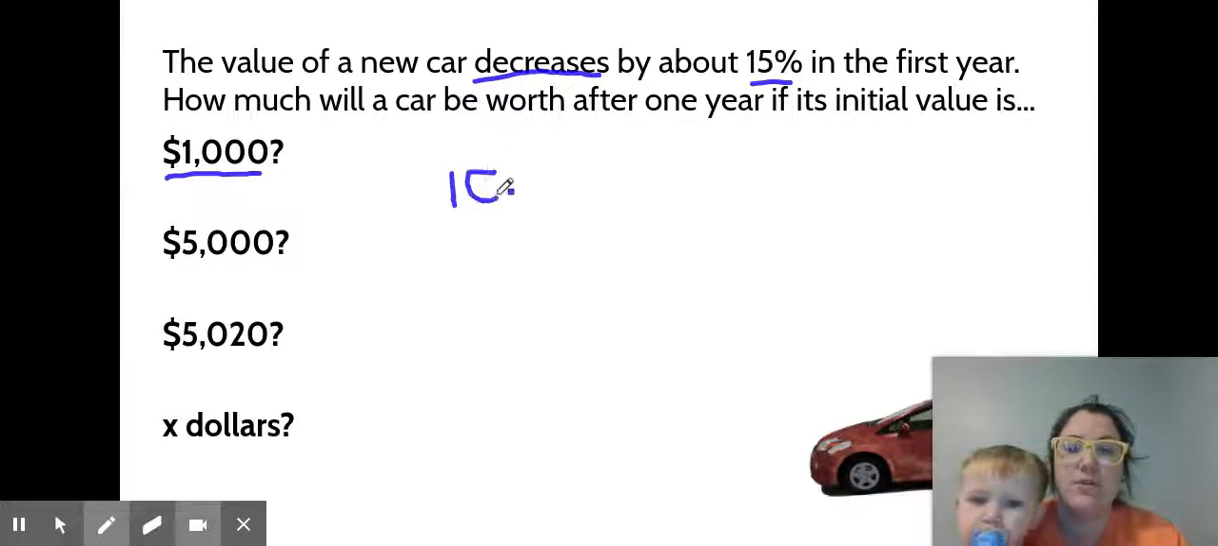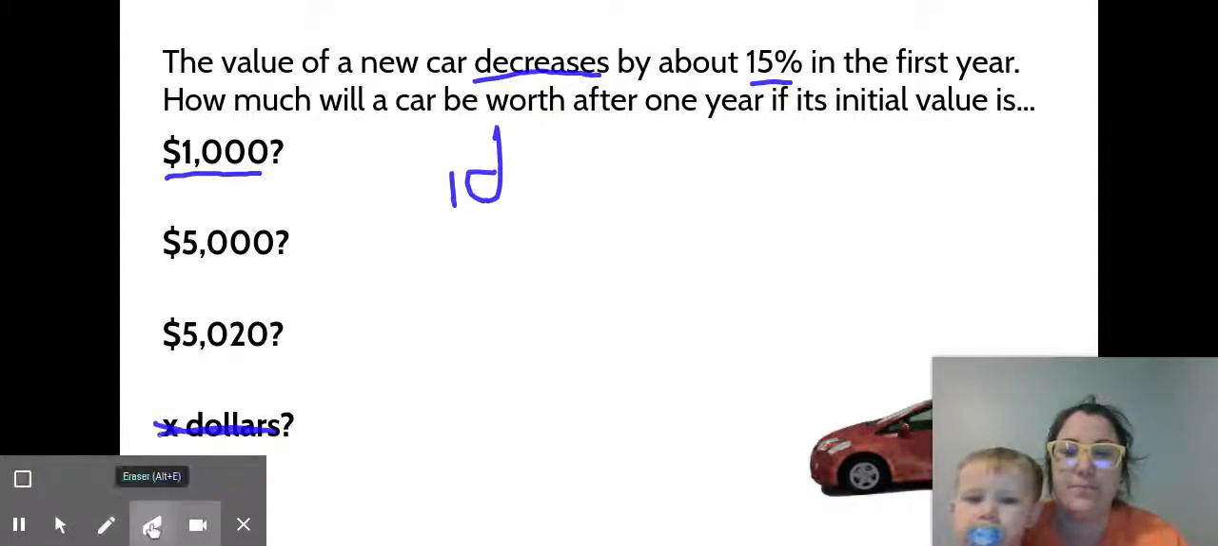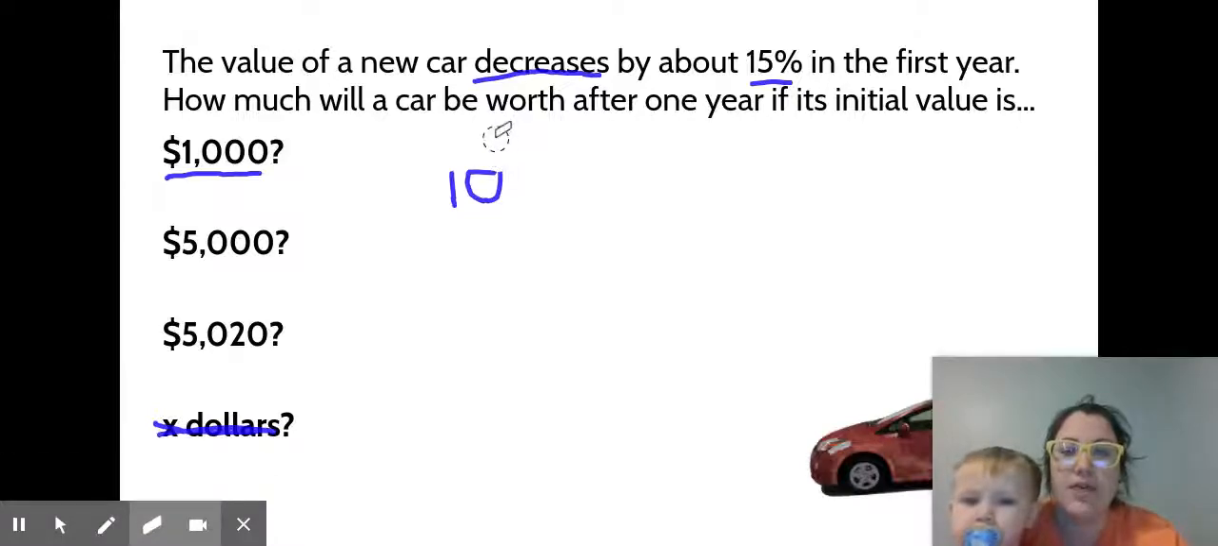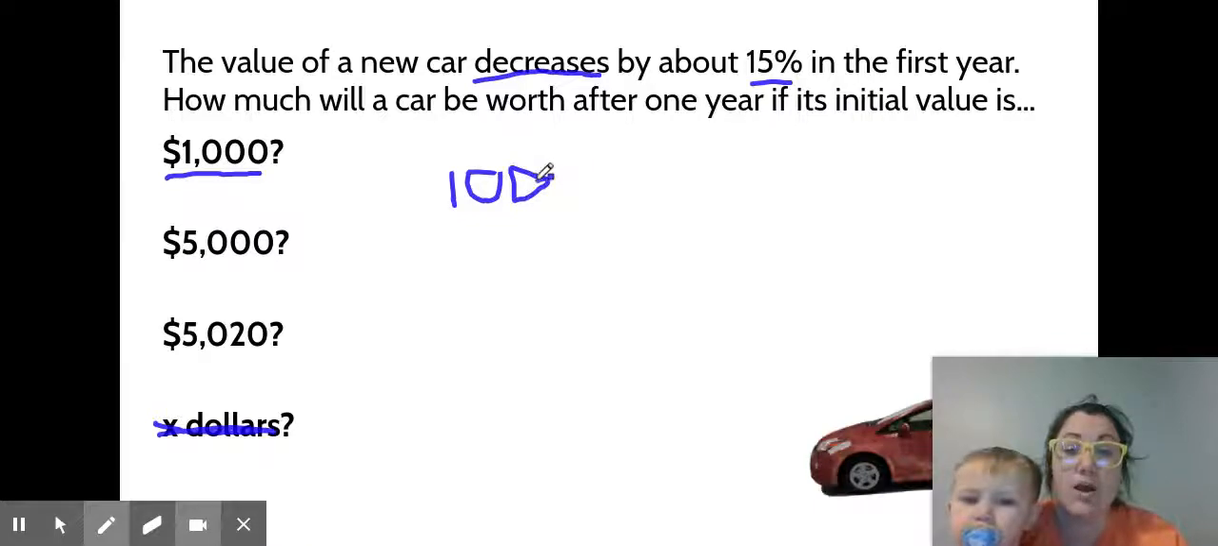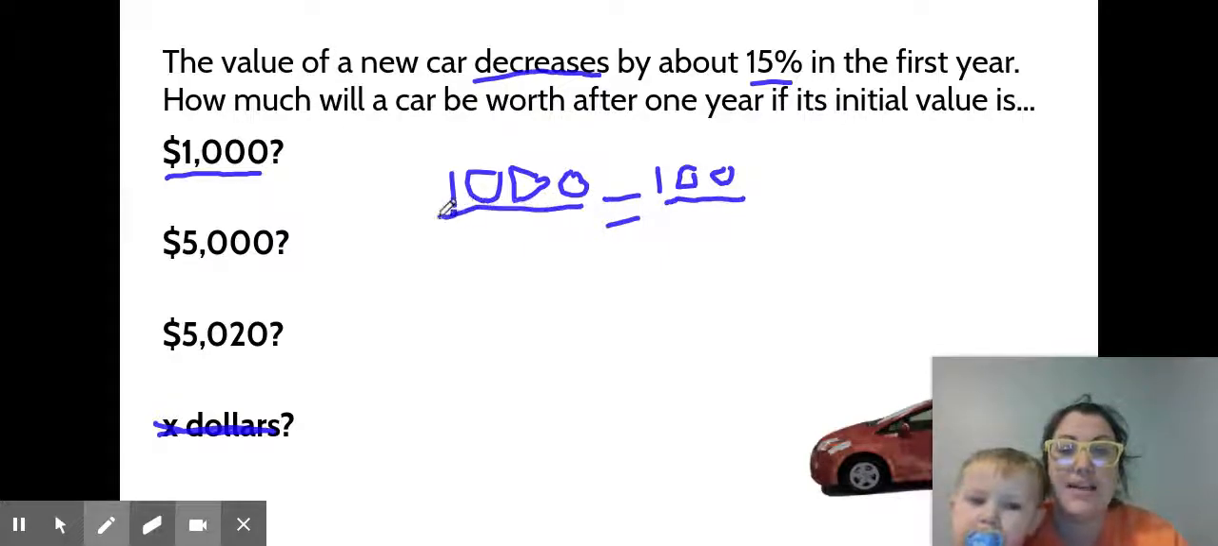So let's go ahead and solve this one together. And then, like I said, I'm going to let you solve the other 2 by yourself and not worry about this one right here. Okay, so we're going to start out with $1,000. And remember, we're starting out with it, so that's our 100%. So $1,000 equals 100%. And we look back at our problem, and we know that it decreased by 15%. So we have that 15%. Okay, so now we're set up and we can solve it.